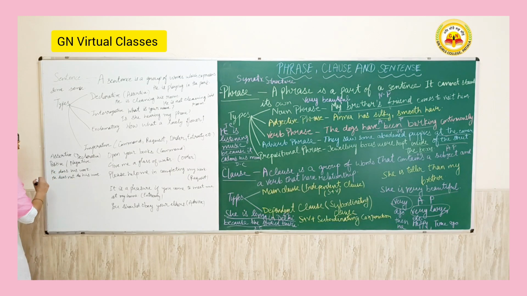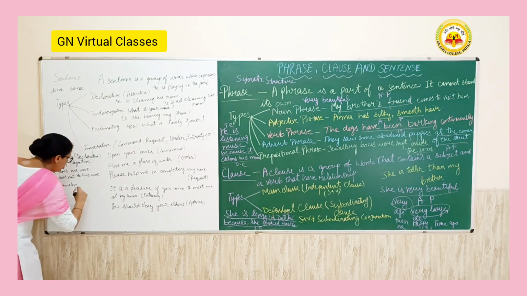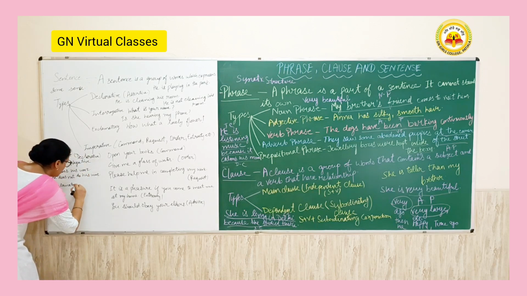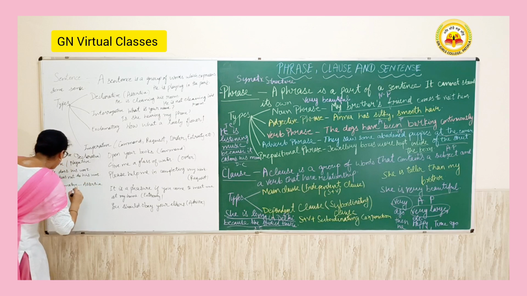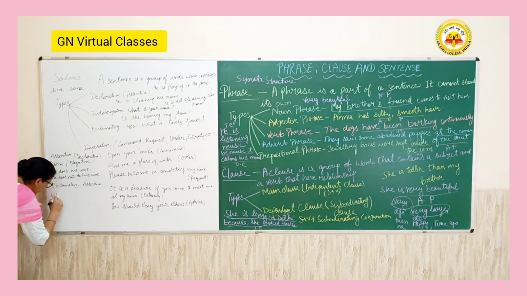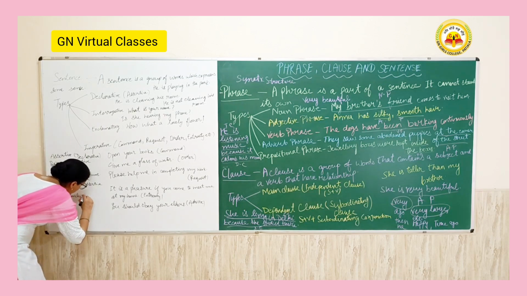Then you have to convert an exclamatory sentence into assertive. For example, what a lovely scene. What a lovely scene. In assertive, the scene is very lovely. The scene is very lovely.